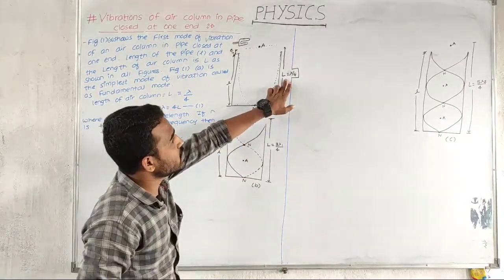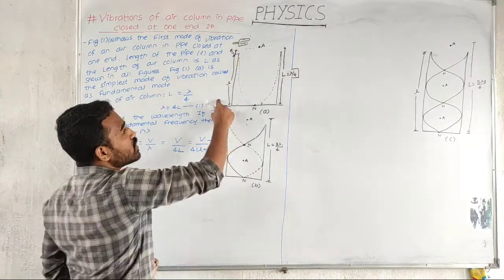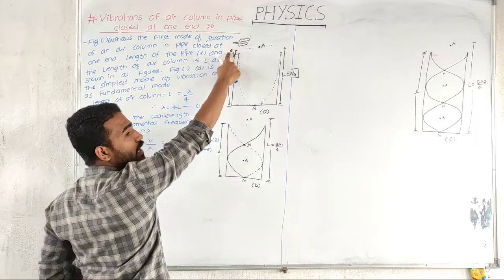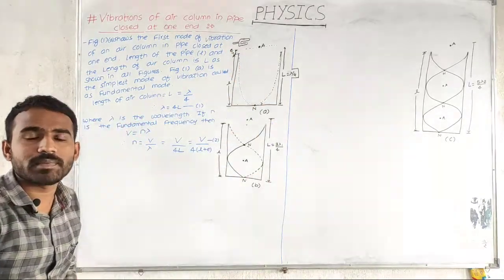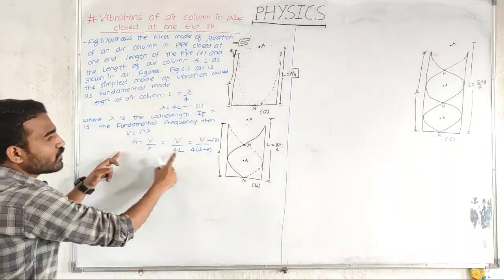Here you can see this is the length of the air column. This total distance is small l plus e, where e is the end correction, as we have seen in the previous lecture. So 4 in bracket l plus e gives the frequency.